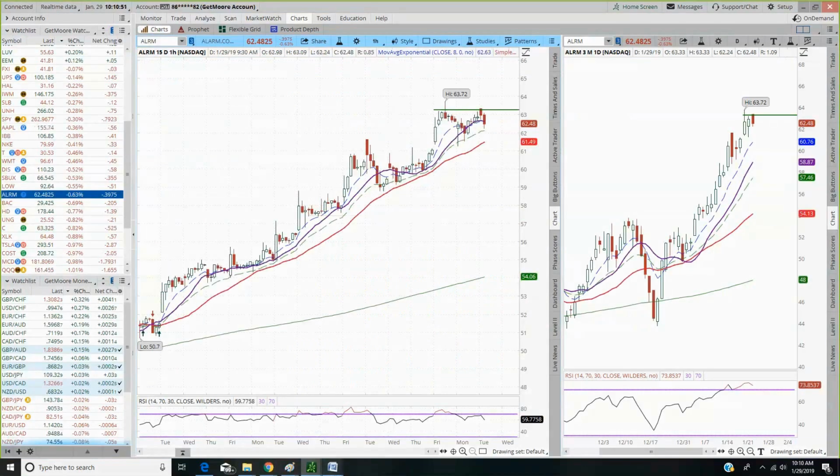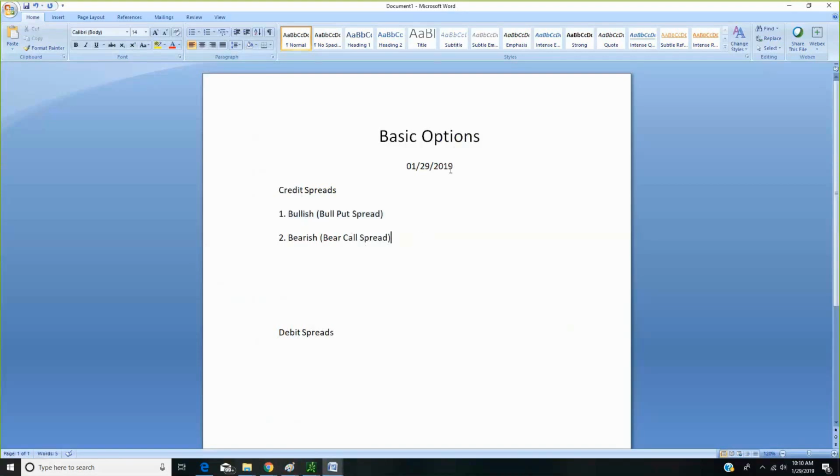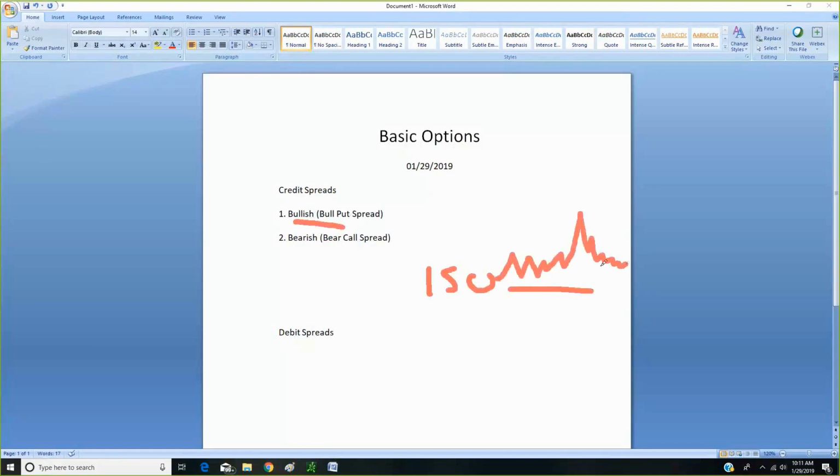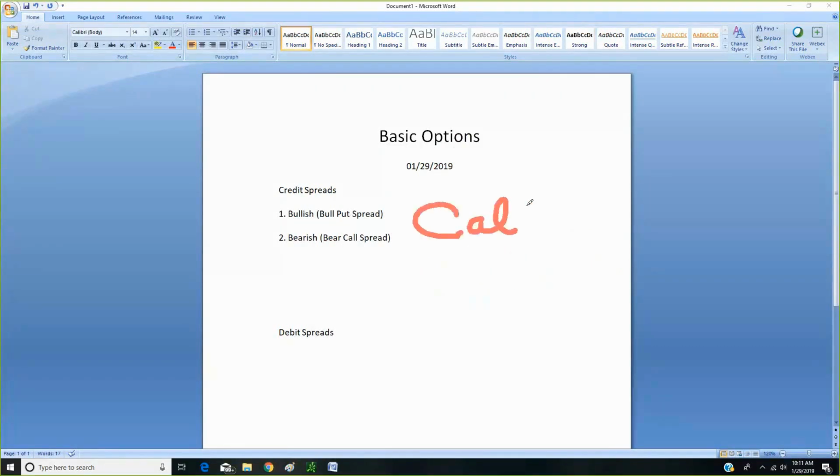I told you I wanted to introduce debit spreads. Because the good thing about the credit spread is we're given a credit. But if we sell the 150, this bull put spread, it can go up, then down. Somebody tell me, when we buy a call, we want the stock to move up.